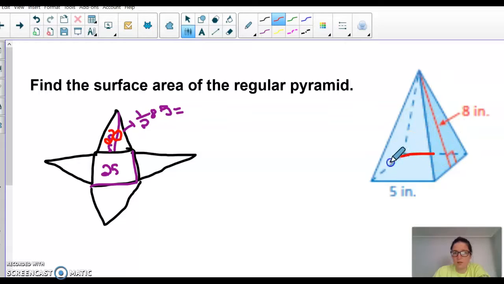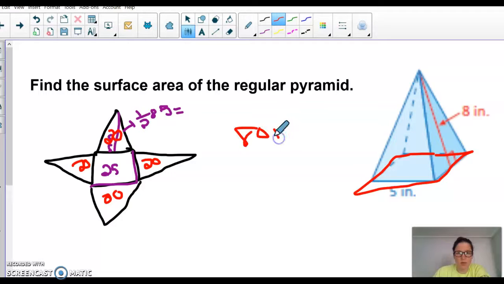And then since this bottom is a square and all the triangles have the same height, then you have these other triangles as area of 20 as well. So then you have to just add up all of these areas together. So 20 plus 20 plus 20 plus 20 is 80. So 80 plus 25. So that makes it 105 inches squared as the area.